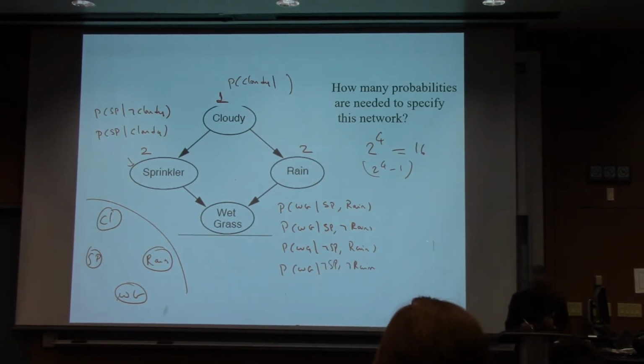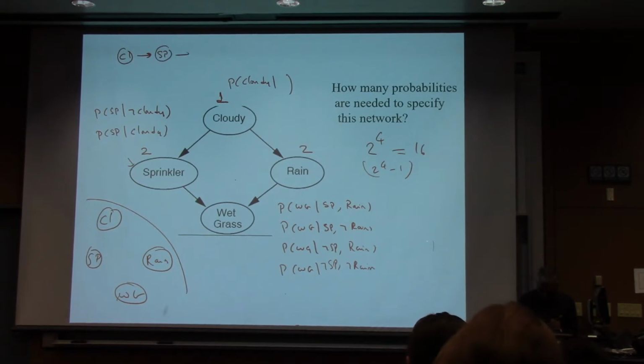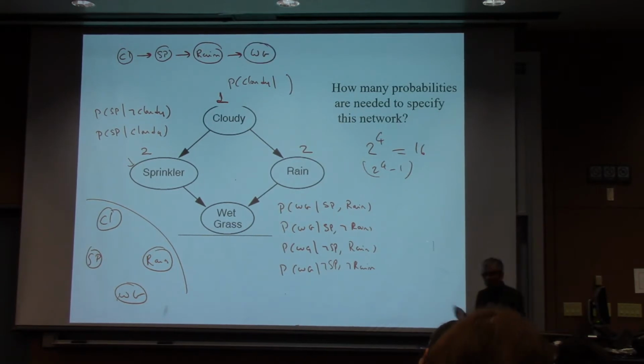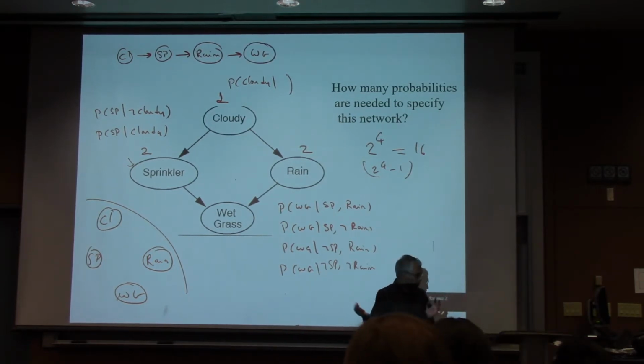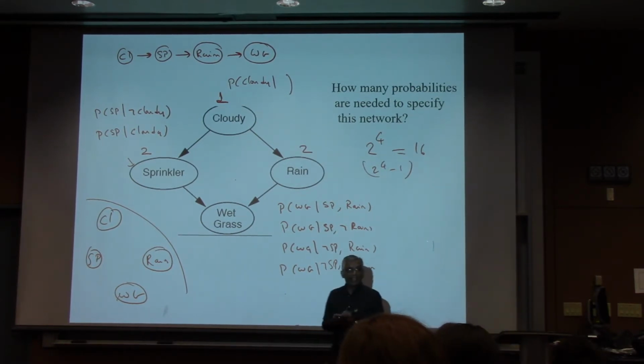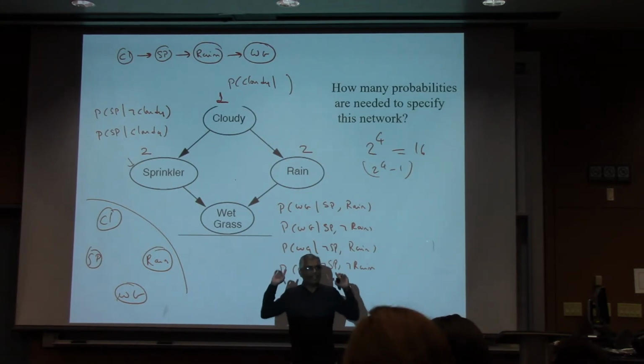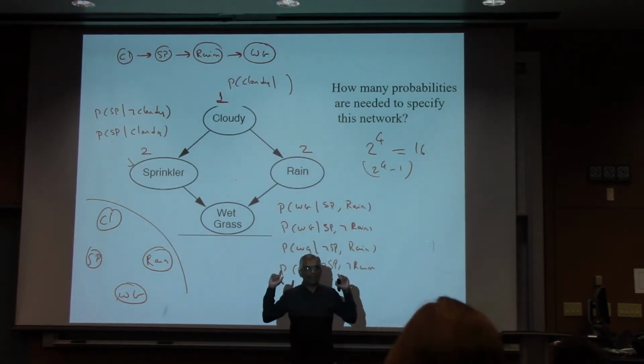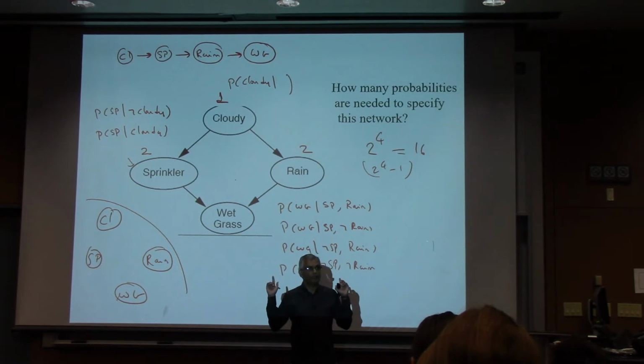Okay, but imagine the following thing. So suppose I have this cloudy, and then sprinkler, rain, wet grass. That would be a chain, right? You guys all agree that's a chain. Okay. So how many does that require? First of all, does that have a name? If you have a network like that, doesn't it have a special name?